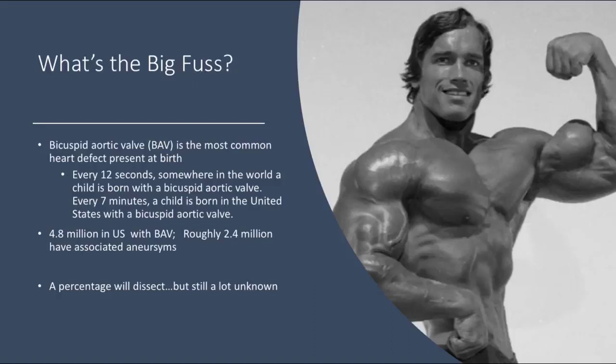On the other hand, I think at least within the field, there's this large controversy because there are so many patients with BAV. In the United States alone, every 7 minutes, someone is born with a bicuspid aortic valve. There are probably about 5 million people in the US with a bicuspid aortic valve, and over 50% have aneurysms, and some of them will dissect. And it's preventable. But unfortunately, there is a lot of uncertainty. So I think that's where all the fuss lies.